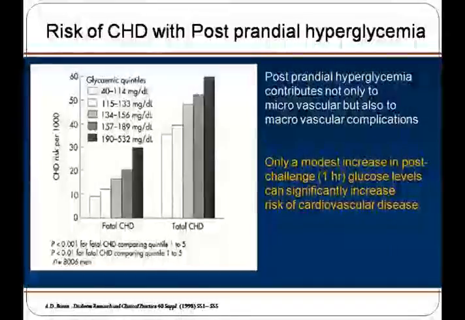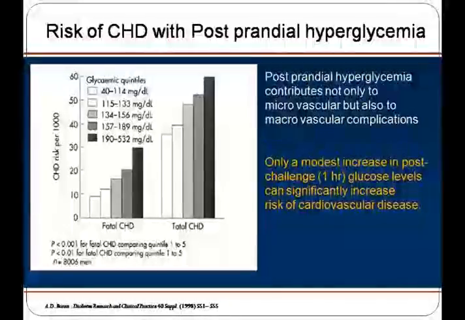Risk of coronary heart disease, CHD, with postprandial hyperglycemia. Again, shown in various studies, one of them listed here, postprandial hyperglycemia contributes not only to microvascular, but to the macrovascular complications. Only a modest increase in the post-glucose challenge glucose levels can significantly increase risk, as we can see, as the glucose values tend to go up, the percentage chance of coronary heart disease goes much higher. So unless we start controlling our patients' postprandial hyperglycemia, we know we'll never get our patients to target.